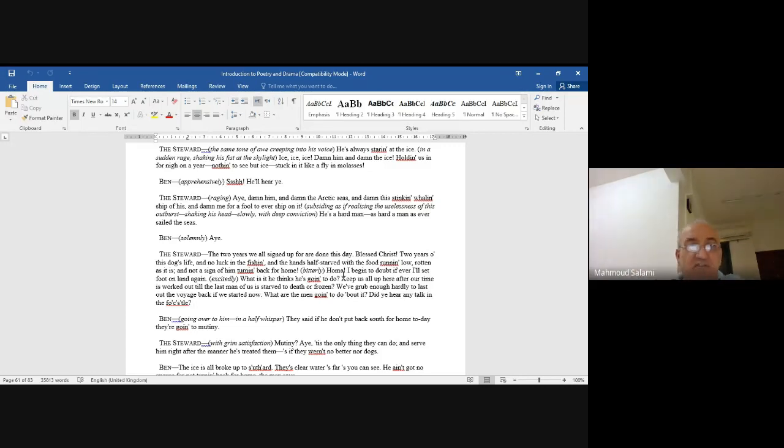Two years of this dog's life and no luck in the fishing. And the hands half starved. We have no luck. And the hands, the workers, the men are really, really starving. And the food running low. We are losing all the food. We no longer have enough food. Rotten as it is.